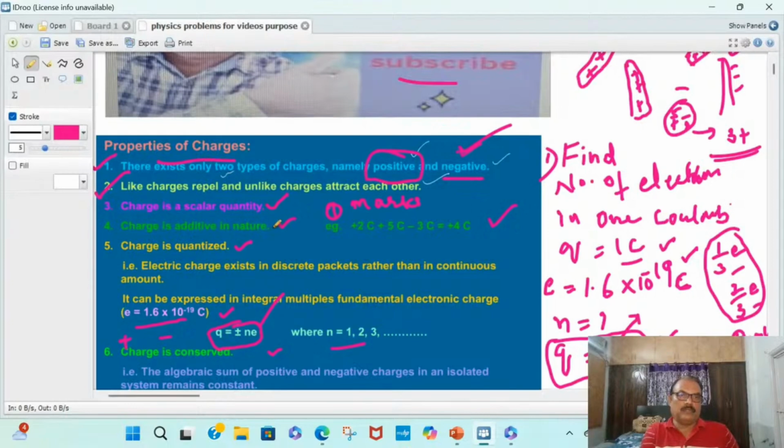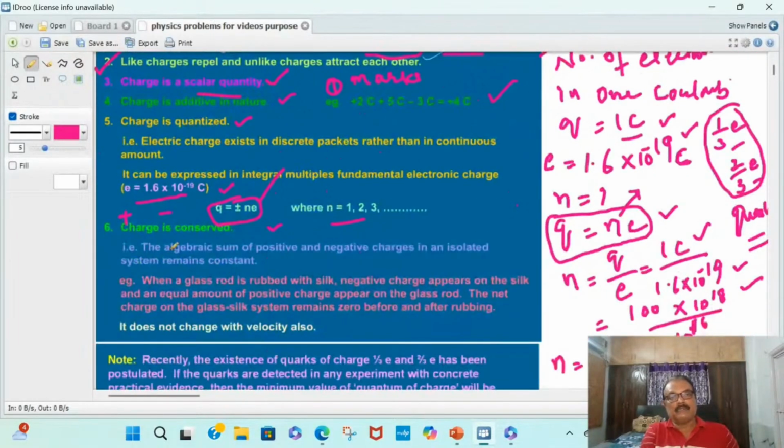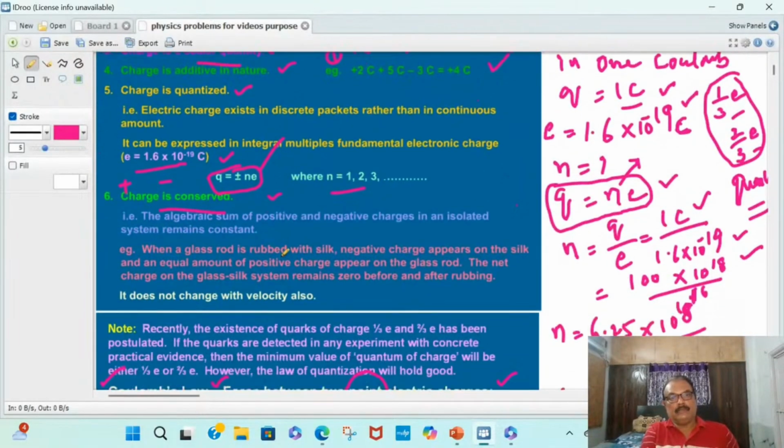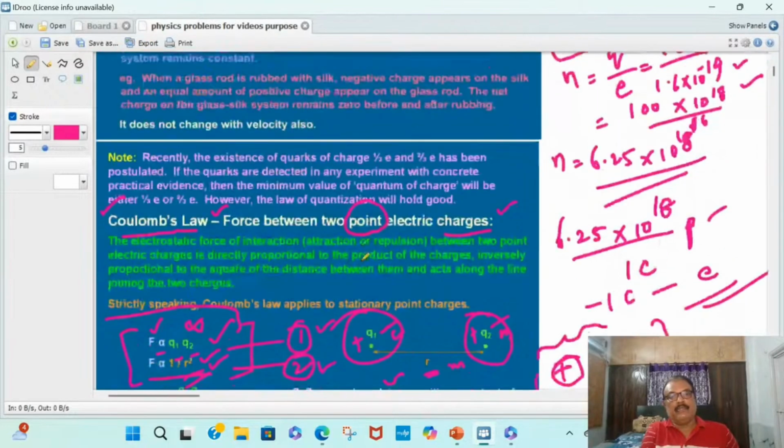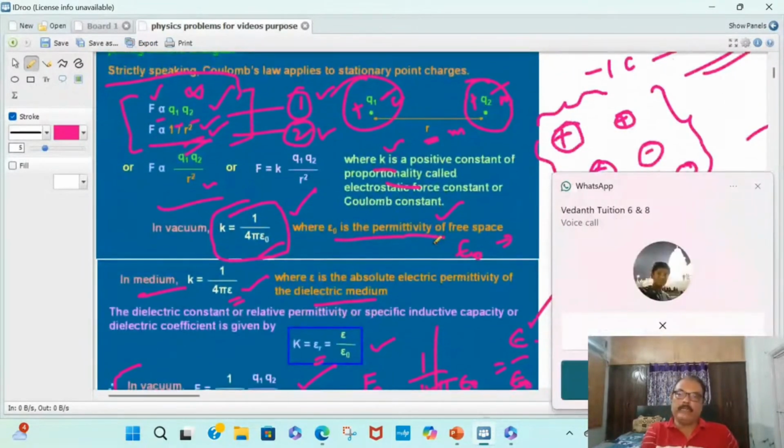Second, third is simply magnitude, and charge is additive in nature, charge is quantized, then next, charge is conserved. I think it is very clear. Next, coming to mathematical formulas and many things are going to come.